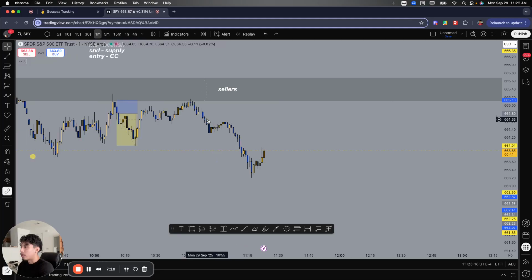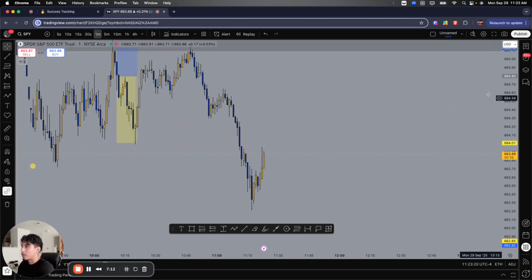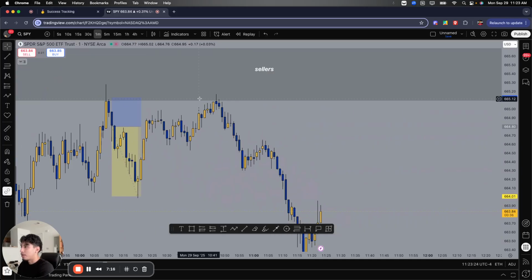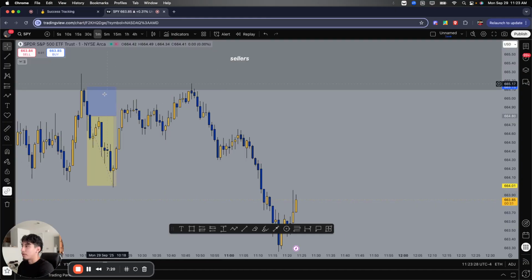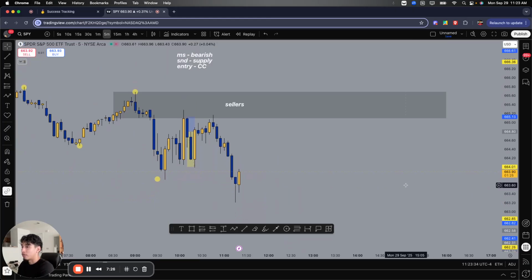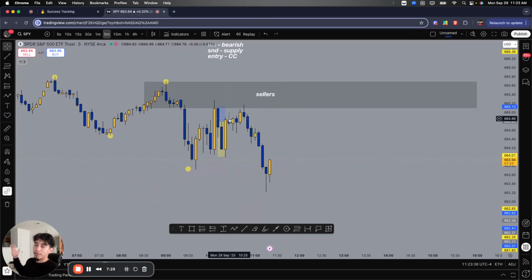Let me see right here. Yeah, it tapped in and just started dropping like crazy. So we tapped in, boom. We just started selling off, selling off, selling off. And then this could have been a re-entry. You could have entered off of just the re-entry, because it actually did end up selling. And like I said, that's basically it.